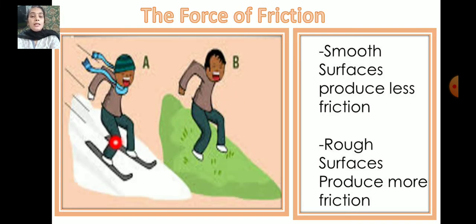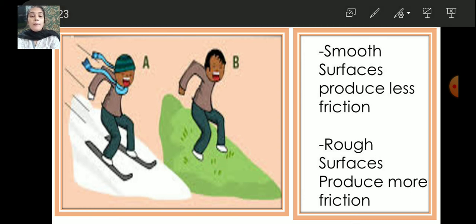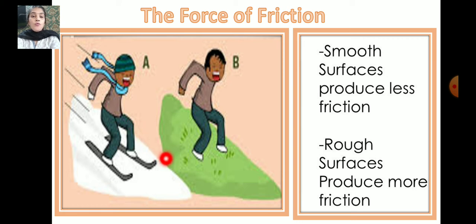Here they are skating. This boy is skating on a smooth surface and this boy is skating on a rough surface. They are both applying force to move forward. Smooth surfaces produce less friction, so he can move easily. Rough surfaces produce more friction, and he has to put a lot of force to move forward. So rough surfaces produce more friction and smooth surfaces produce less friction.